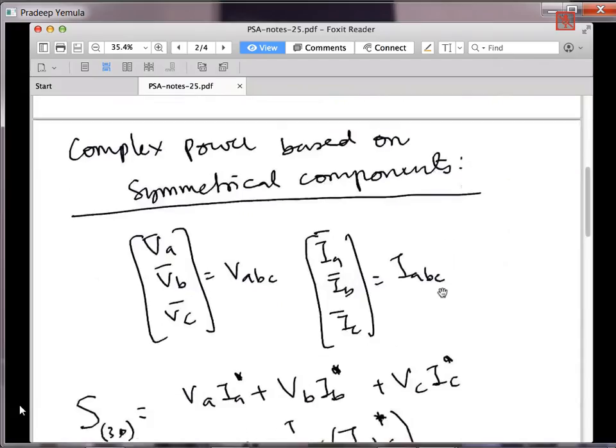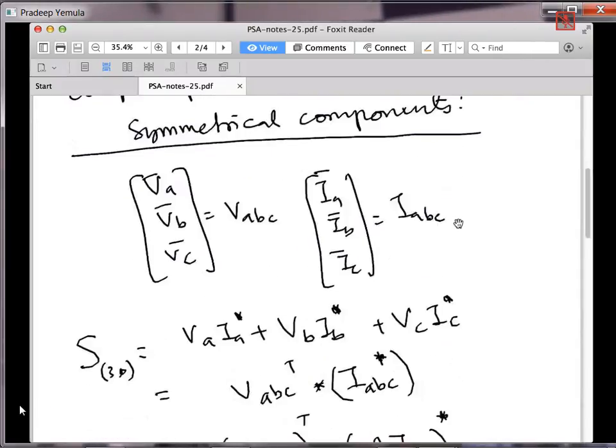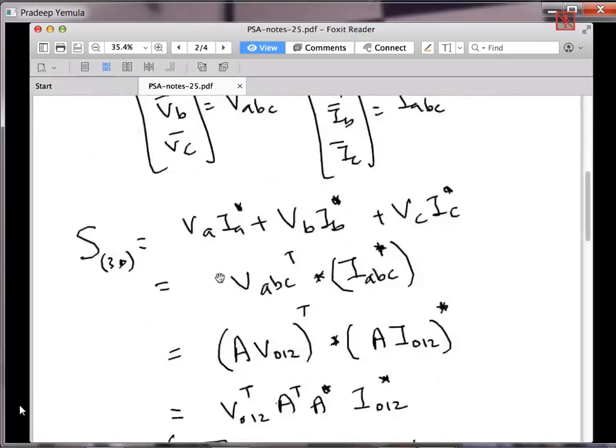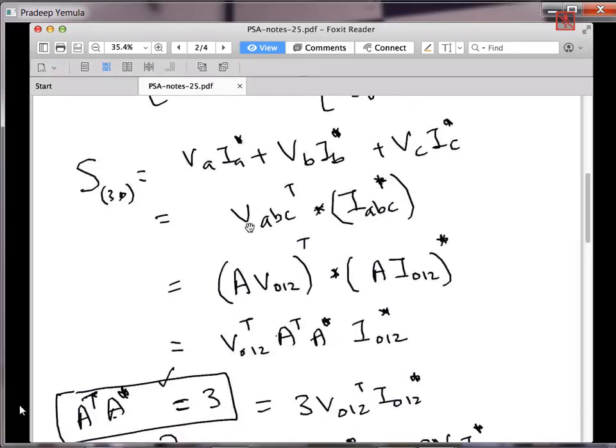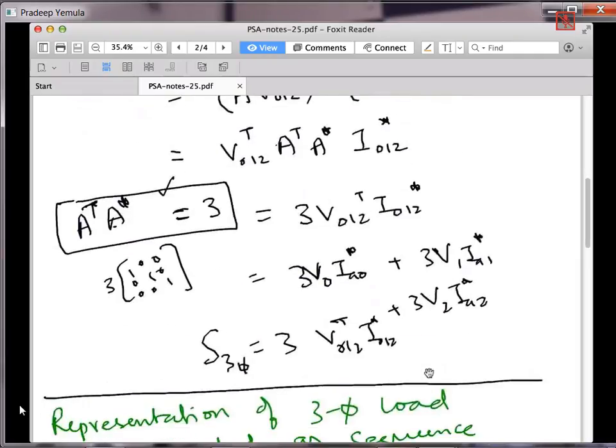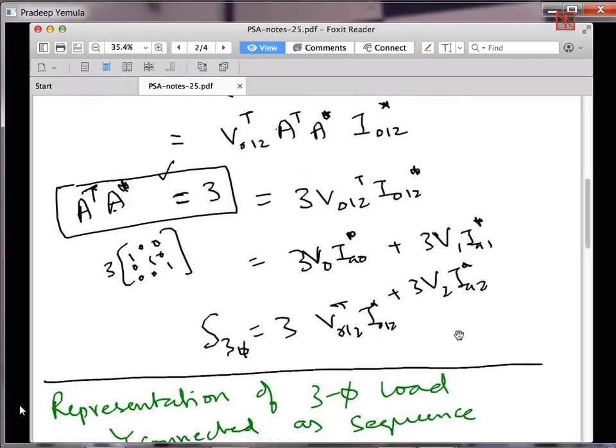Now coming to complex power. We know that power is VA into IA star plus VB into IB star plus VC into IC star. This is the power in the three phases. I can represent it as VABC transpose and IABC star. Then by calculation we got 3 times that of the sequence components.